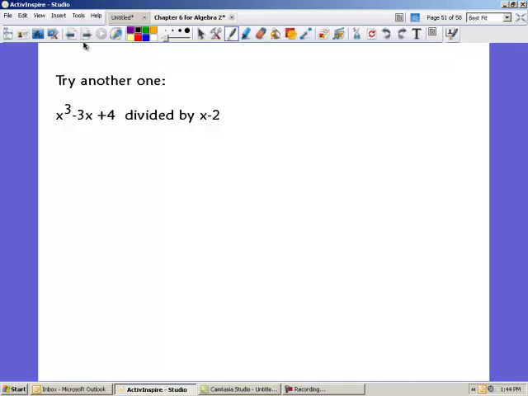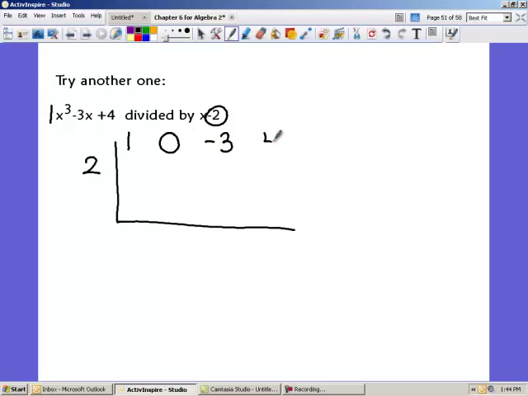Okay, here's another one, and we're going to do the opposite of what we see. So we have -2. We're going to change that to +2 and draw our half rectangle. Now we're going to take the coefficients of the polynomial here. This is a 1. But do you notice how we have an exponent of 3 and then it jumps to 1? We have to fill in the gaps. So we don't have any x squared, so I'm going to put a 0. Then we can put the -3 and then the 4. And now you're ready to go with the problem.